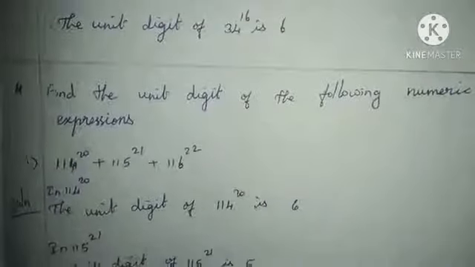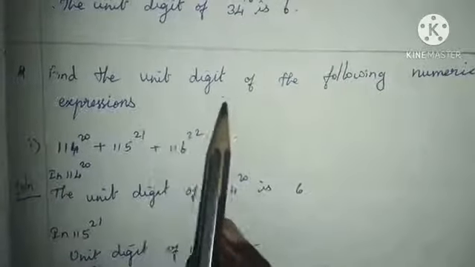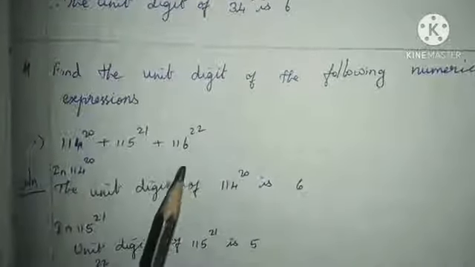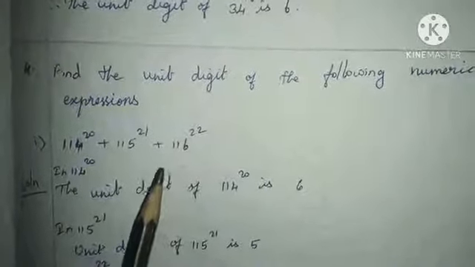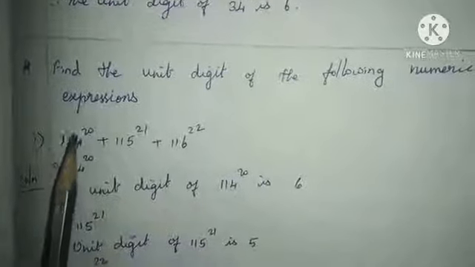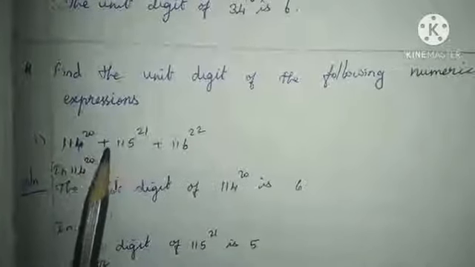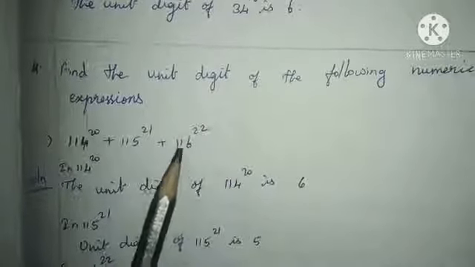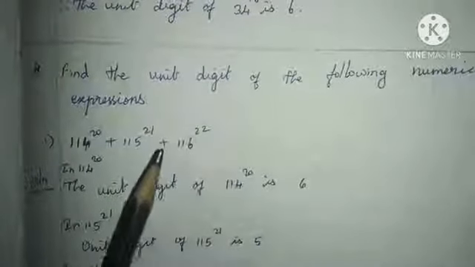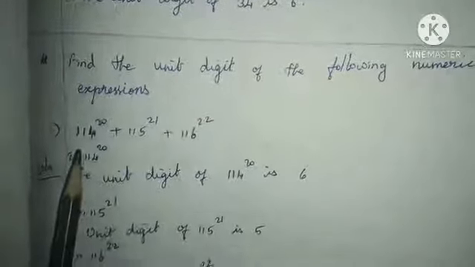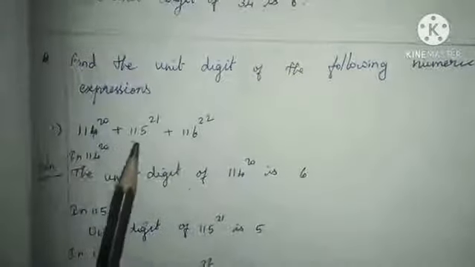Fourth sum, find the unit digit of the following numeric expression. Here the expression is given. You have to find out the unit digit for this expression. First sum, 114 to the power 20 plus 115 to the power 21 plus 116 to the power 22. You have to find out only the unit digit. So, we are going to find out the unit digit for each term separately.